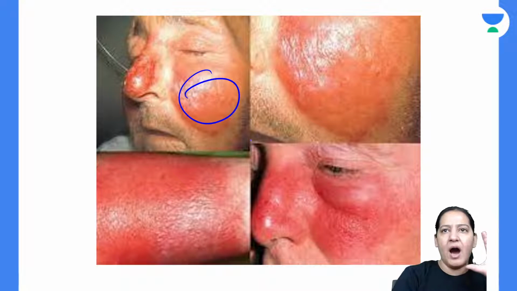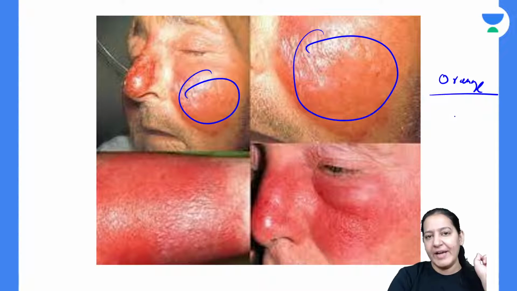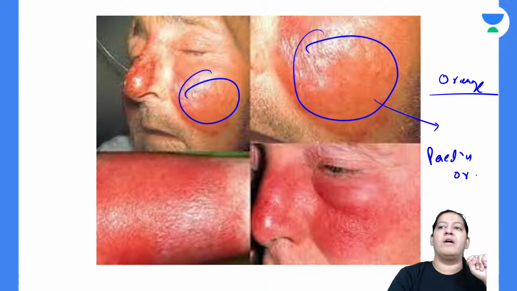It is giving an appearance of orange. Have you seen an orange fruit? Santra, in Hindi we say santra. You eat santra. It is looking like an orange. It is known as peau d'orange appearance.